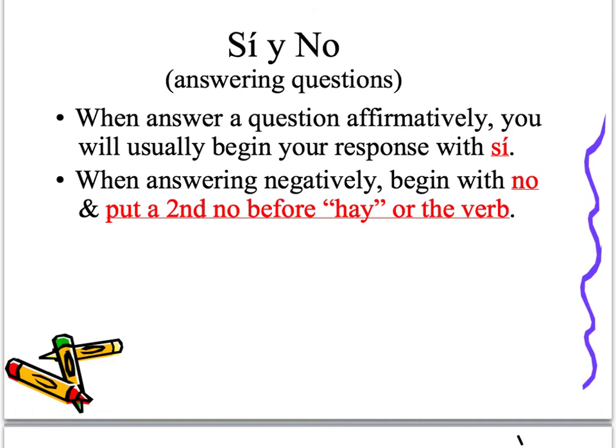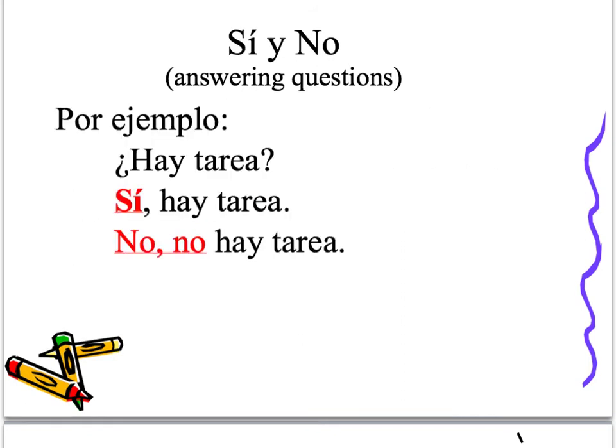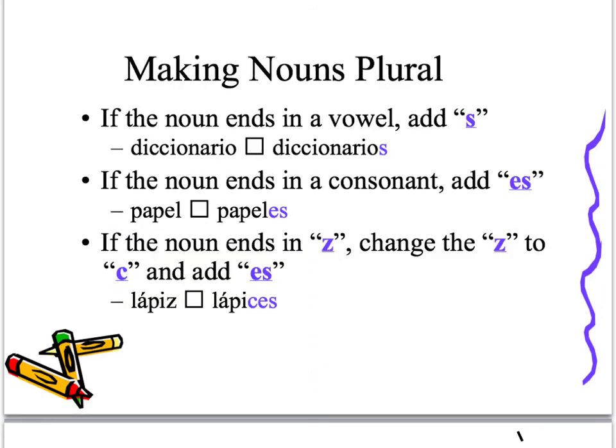Or if you want to use it with hay, no, no hay un bolígrafo en la mochila. No, there's not a pen in the backpack. Por ejemplo, ¿hay tarea? Is there homework tonight? Sí, hay tarea. No, no hay tarea. So yes, there's homework. No, there's not homework. And I use my no the first time to say no, and my no the second time to negate the verb, to make the verb negative, to say not. There's not homework, or don't.